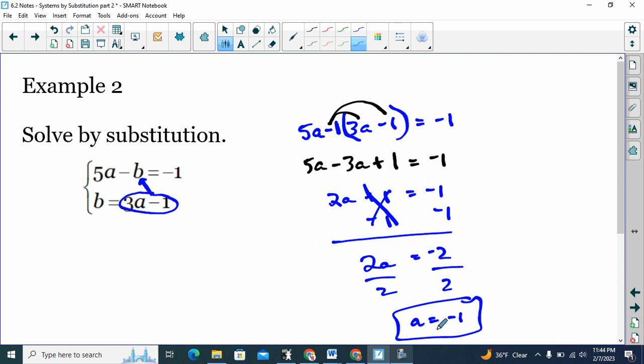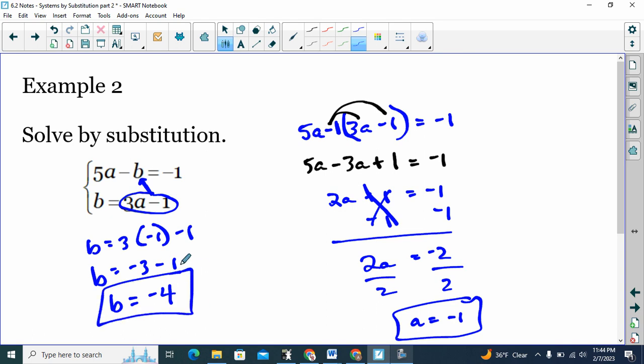And once we have one variable, we get the other one by plugging negative 1 in for my a. Three times negative 1 is negative 3. Minus 1 gives us b equals negative 4.